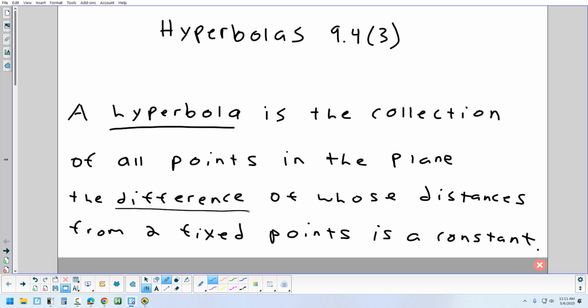So instead of measuring the distance to 2 points, adding those two distances together and getting a constant, you're going to measure the distance to 2 points and subtract them and get a constant. Okay, so I'm going to show you what that looks like a little more interactively, and then we're going to go through all the vocabulary for hyperbolas. Some of it's similar to an ellipse, some of it is different.